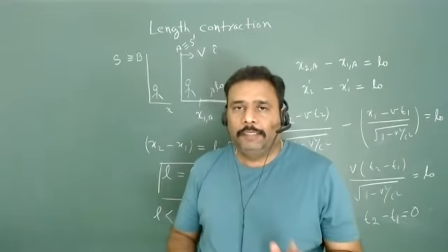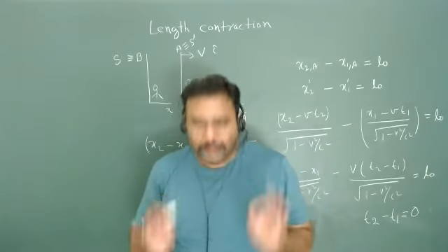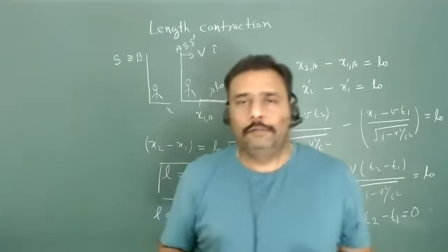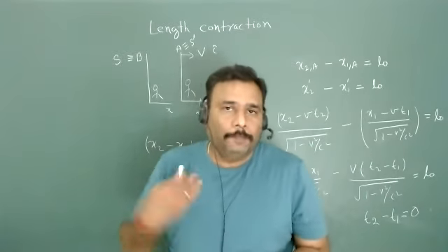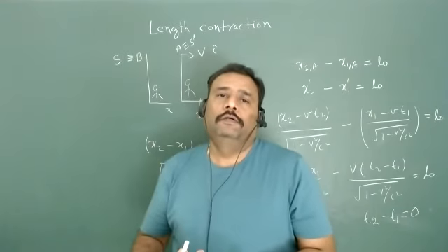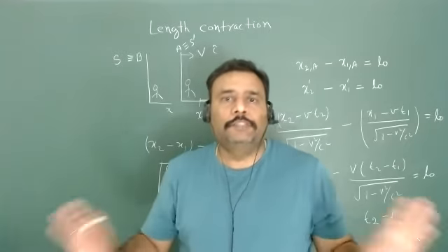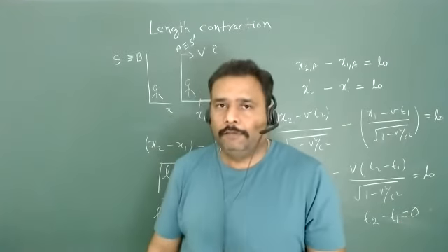Are you getting my point? Yes. So whenever the examiner gives you the proper length of a rod, what is the meaning of that? The rod and the observer are in the same frame and there is no relative speed. Are you getting my point? Very loud and clear?